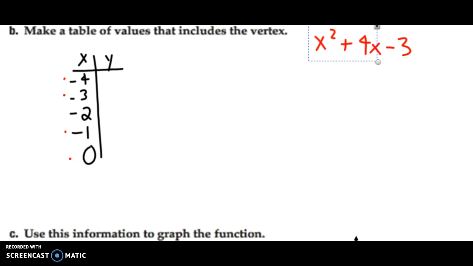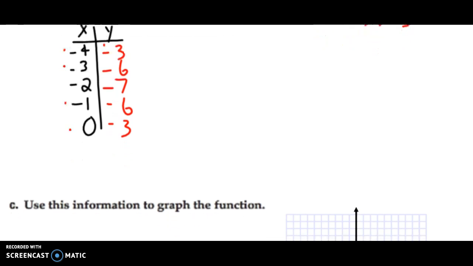Go to my table. Negative 4 is negative 3. Negative 3 is negative 6. Negative 2 is negative 7. And then it mirrors itself, negative 6 and negative 3. And so since it mirrors itself right there with negative 2, negative 7 being in the middle, that actually helps me realize, okay, I did this right. I found the correct axis of symmetry.